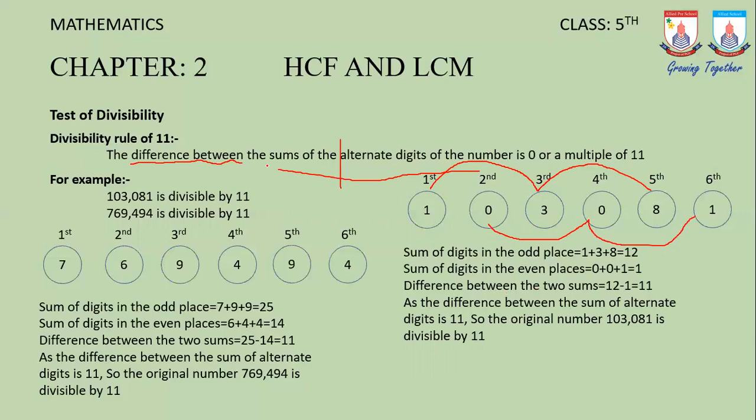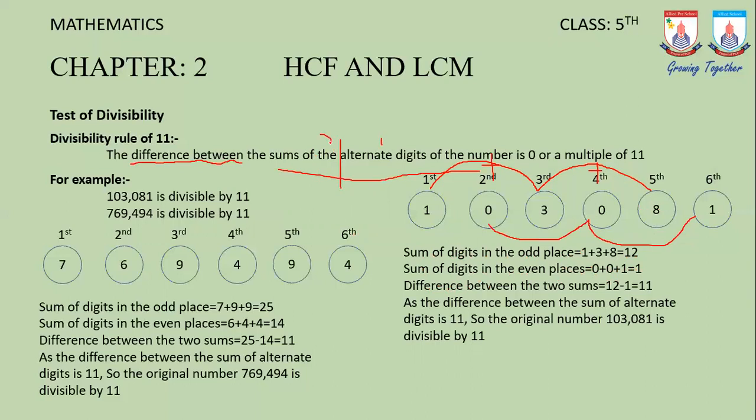So this definition says the sum of alternate digits of a number, not the positions. So we have to sum the alternate digits, like 1 plus 3 plus 8. We say these are odd places for your easiness. The sum of the digits in the odd places is 1 plus 3 plus 8, which is equal to 12. And the sum of digits in the even places, meaning alternate positions, is 0 plus 0 plus 1, which is equal to 1.